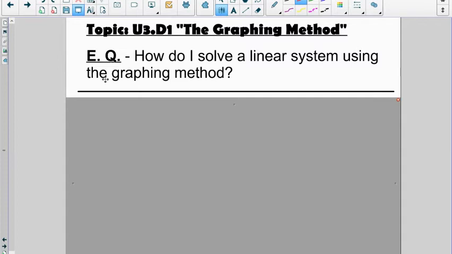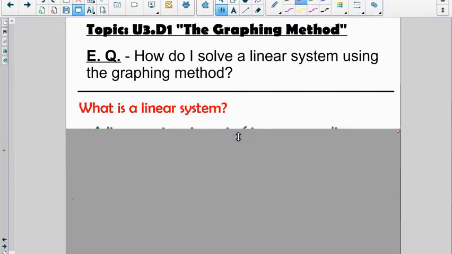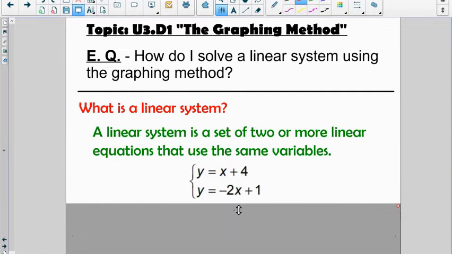So our topic today is the graphing method for solving linear systems. So our question today: how do I solve a linear system using the graphing method? Let's start by looking at what is a linear system. So in our preview, we saw a linear system is when you have two or more equations that have the same variables, and they happen to be linear equations.